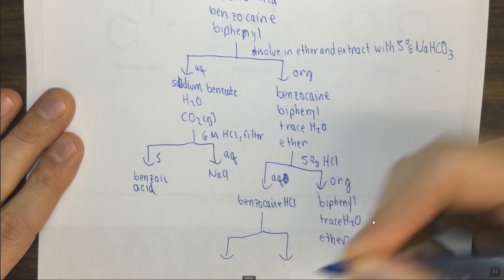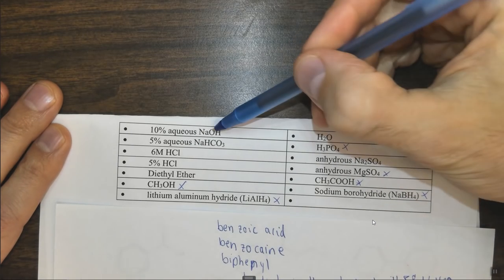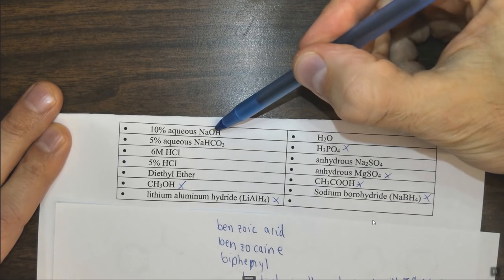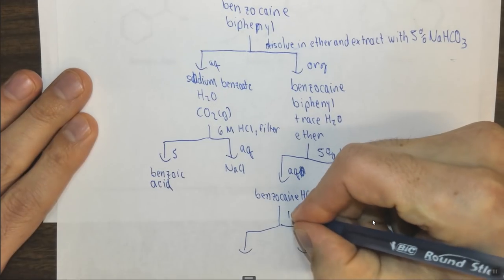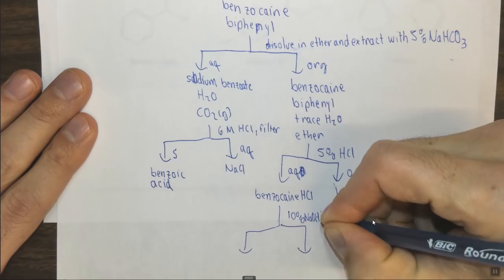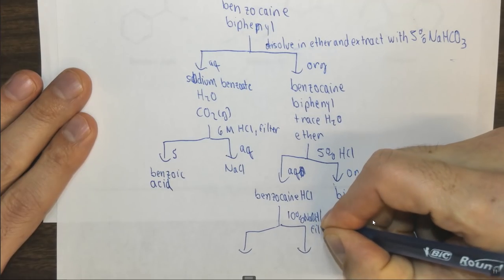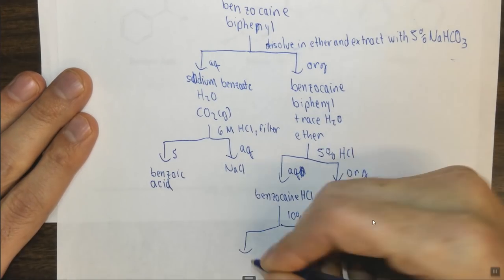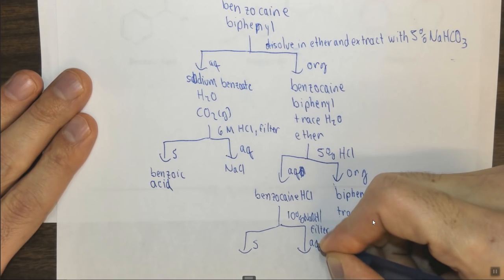Now we want to get this benzocaine HCl back as a solid. Well, we need to add a base. What do we have? We have a stronger base, which is 10% NaOH. So we're going to add 10% NaOH, and then it's going to precipitate, so we're going to have to filter it. We're going to end up with a solid and an aqueous.